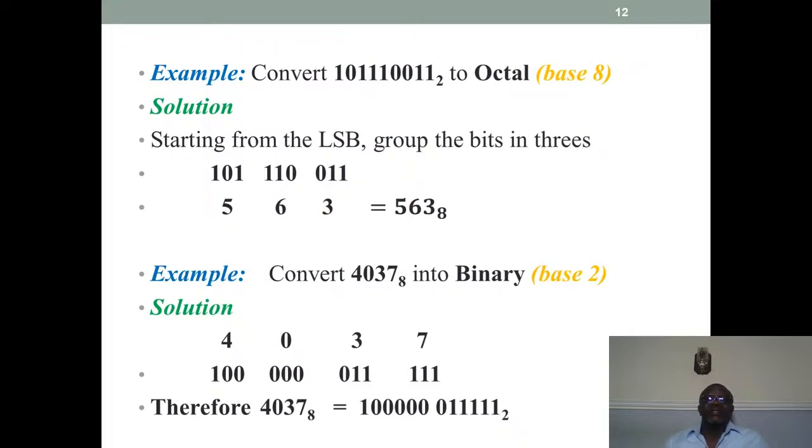For instance, we have a binary number 1011100111. It's in base 2, and we want to convert it to base 8, which is octal. Grouping from the right, we have 111, like 011. The next one is 110. The next one is 101. If you do that, then you look at what is the equivalent of 011 in base 10.